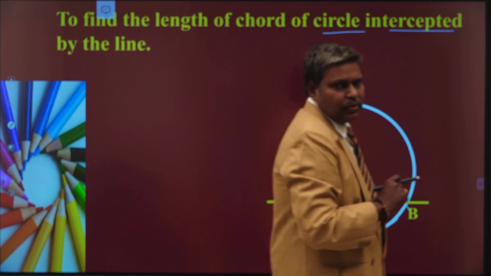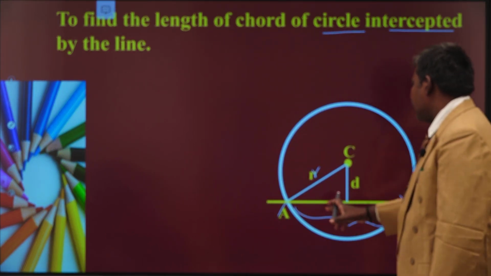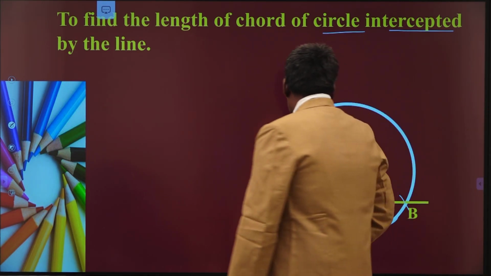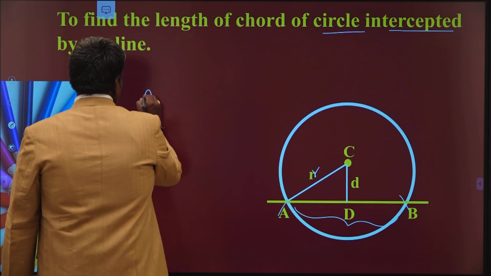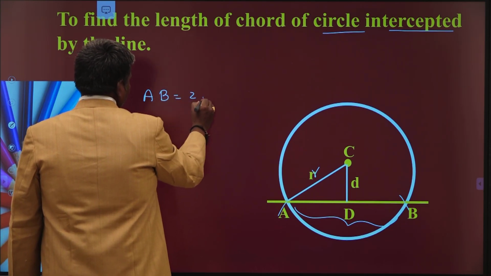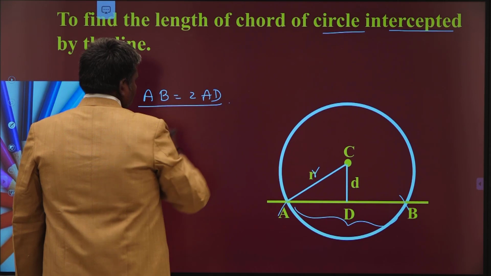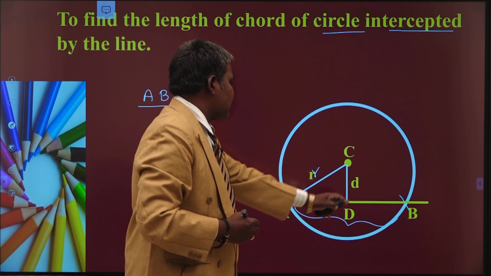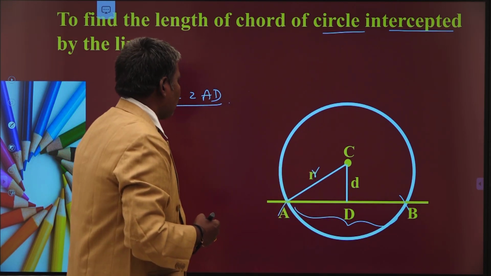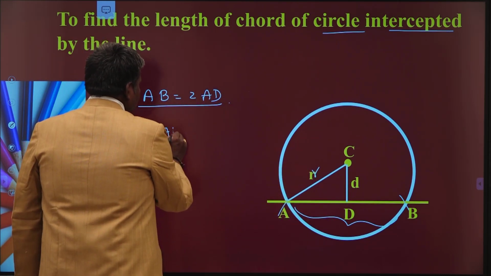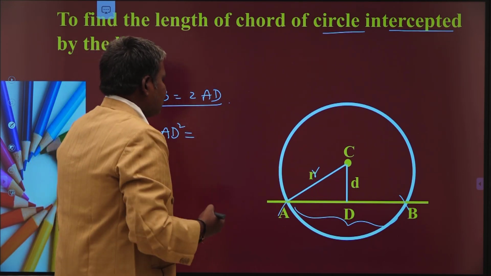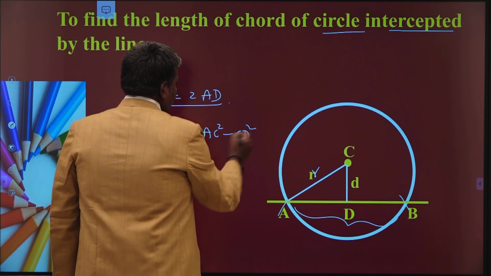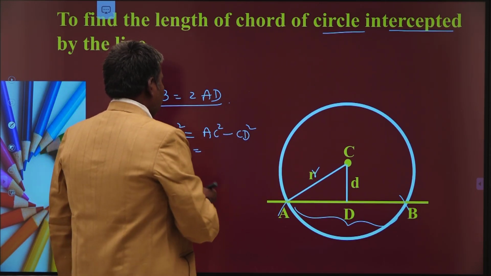Now what you have to find out? You have to find out AB. Clearly we know that every perpendicular from the center bisects the chord. So AB is nothing but 2 times AD. But what is AD square? R square minus D square. Side square plus side square is hypotenuse square. Therefore AD square is equal to AC square minus CD square. What is AC square? R square, the radius of the circle.